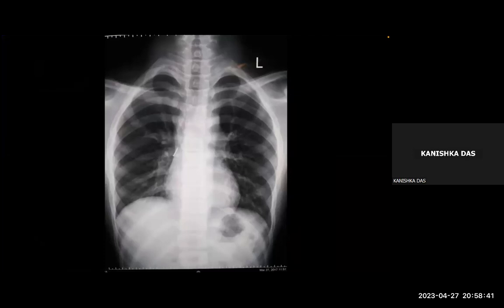Yes, we are back to you, Mayur. So this is the X-ray chest, AP view. Well centered. I can see little emphysematous changes on the left side. Okay.